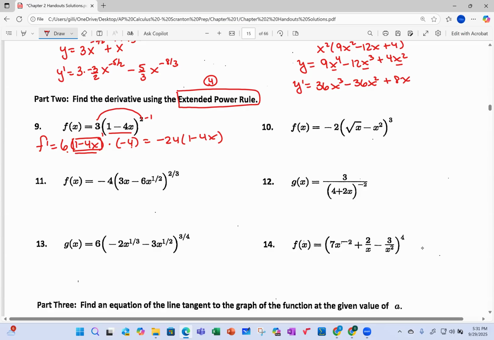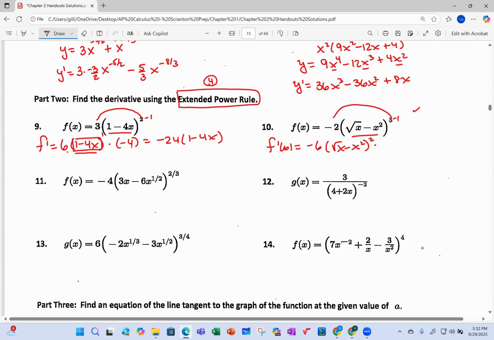Try number 10 on your own. See what you can do and pause the video. So f prime, drop down the power and multiply as 1. Repeat the inside, which is 2. Decrease the power by 1, which is 3.